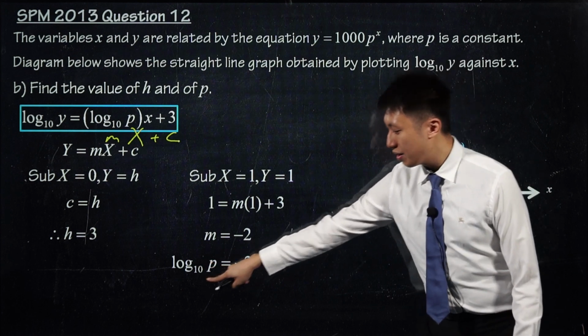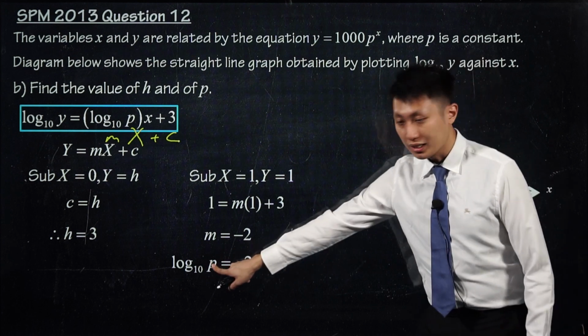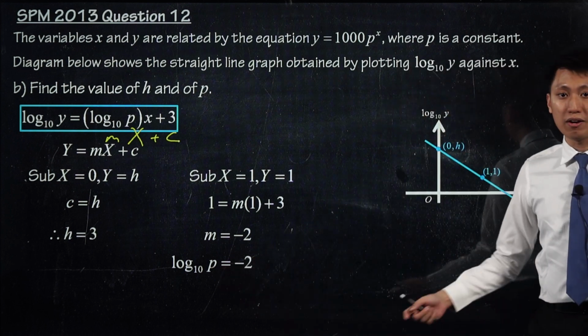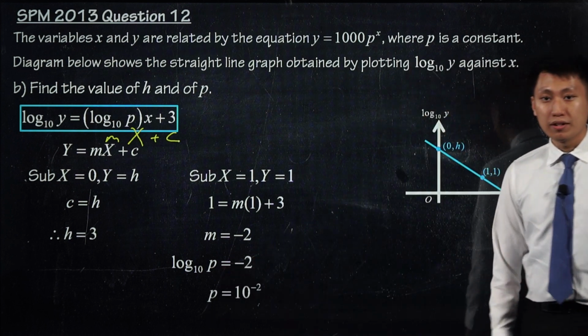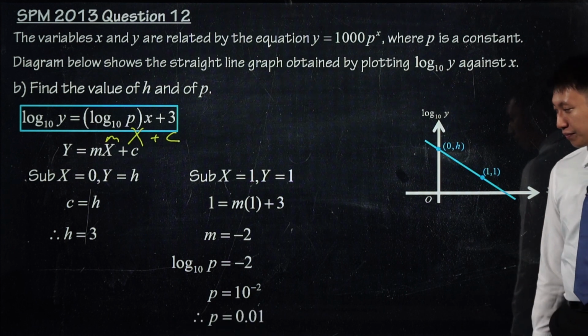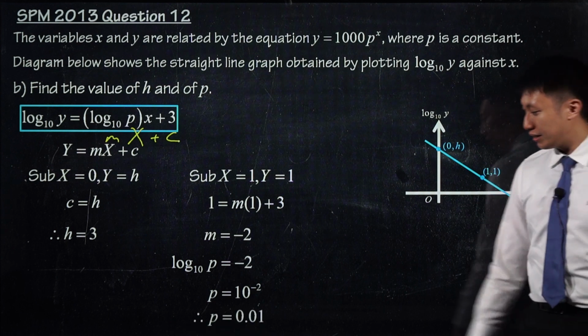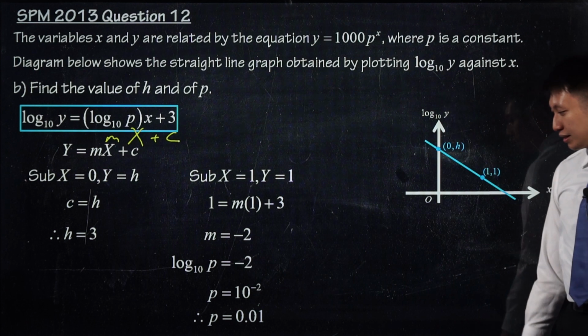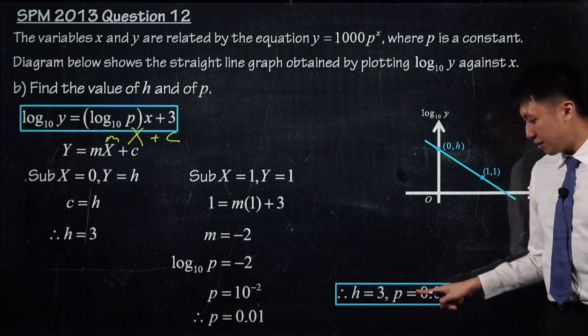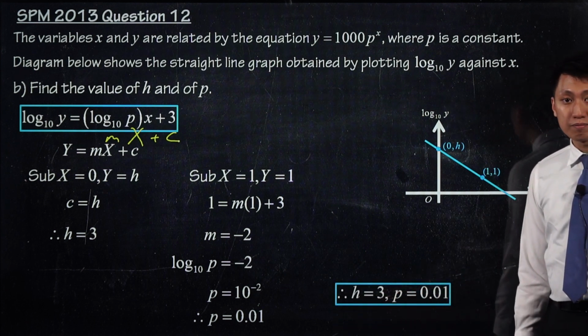So its bottom power of opposite is equal to this thing. So p is equal to 10 to the power -2. So it's equal to 0.01. Okay? Alright, this one you can calculate from your calculator. It's very simple. So h is equal to 3, p is equal to 0.01.